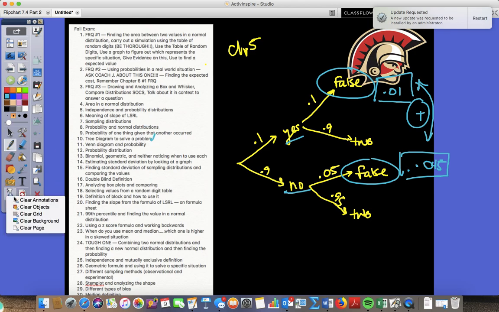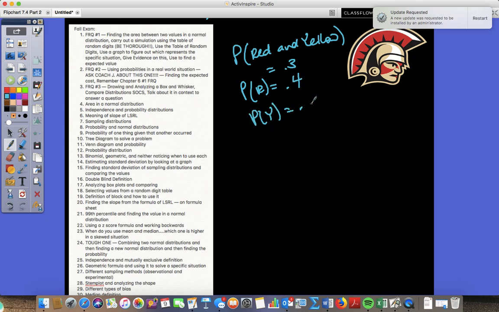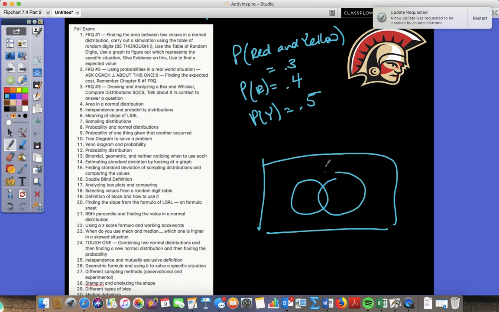Venn diagram and probability. Another good one, if I say what is the probability that it is either red and yellow, I don't know, whatever we're talking about, is 0.3. The probability of red is 0.4. Probability of yellow is 0.5, right? So in this example, noting that a Venn diagram might be a good way to help, where the middle here would be 0.3, right?